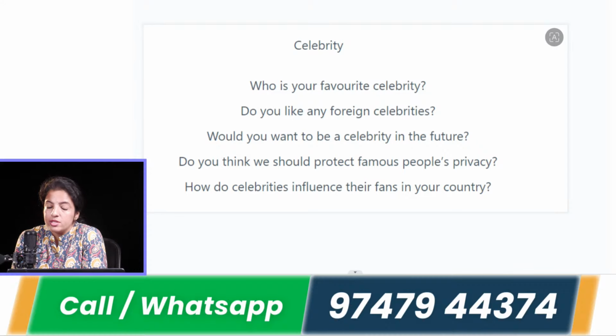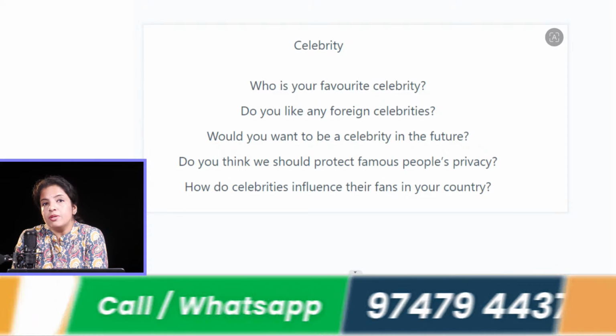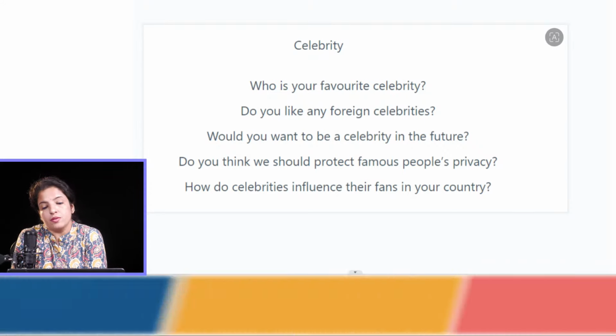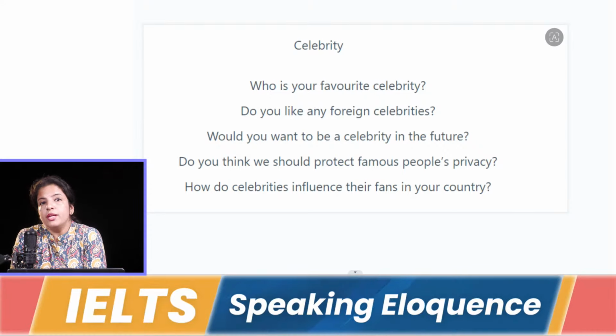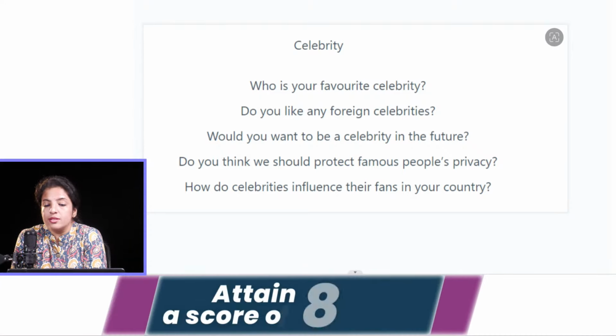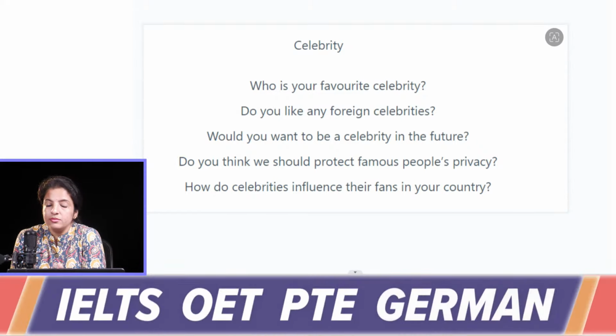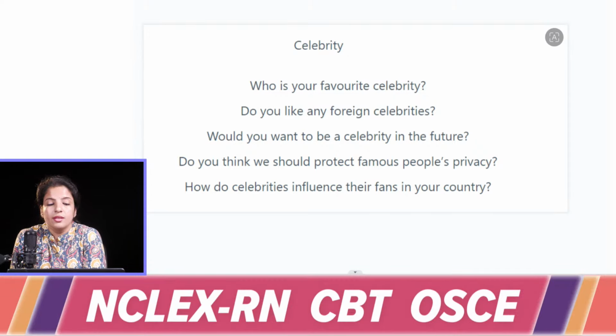Do you like any foreign celebrities? Of course, I like many foreign celebrities, but my favorite, I guess, would be Tom Hanks. He is a Hollywood actor, and he is a brilliant actor, and that's the reason why I like his characters in certain movies, and that's why he's become my favorite foreign celebrity. That's it. That's the way you should be answering.